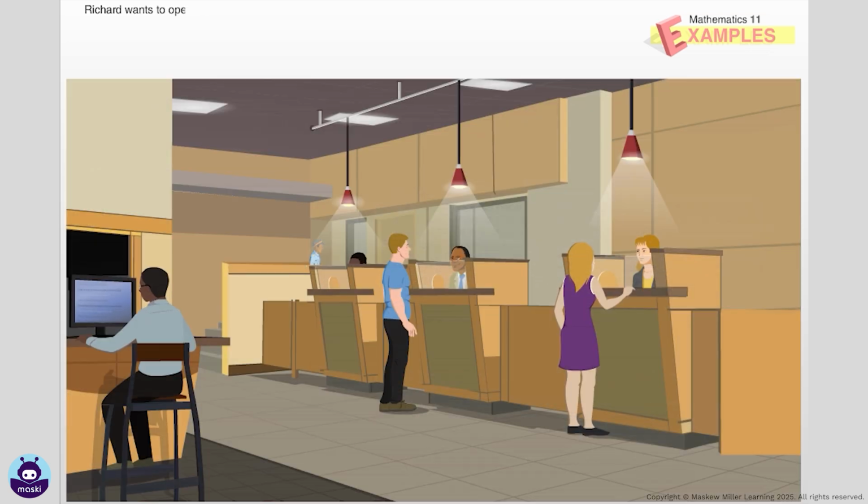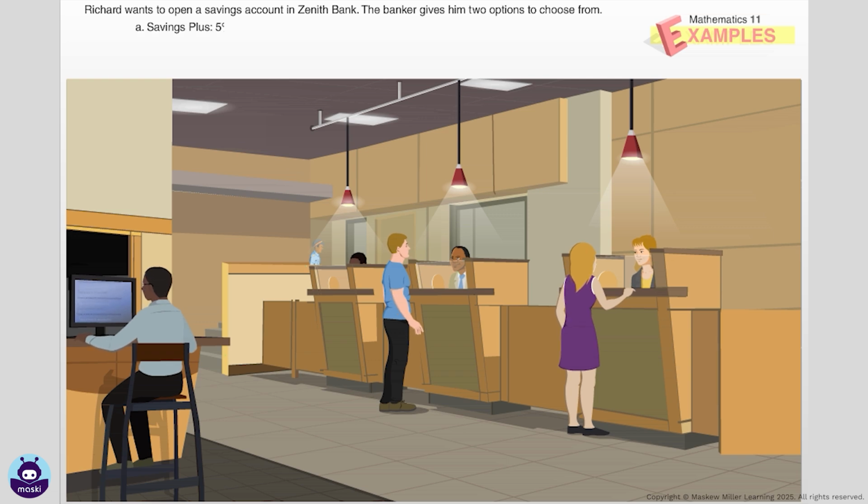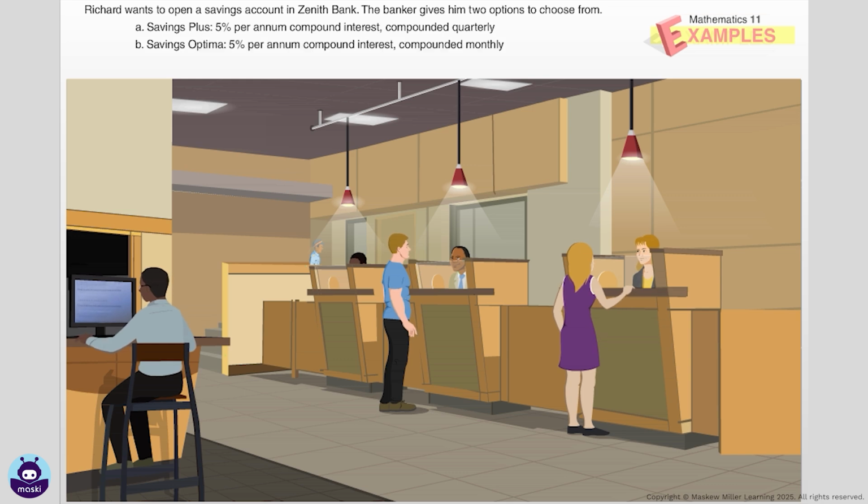example. Richard wants to open a savings account in Zenith Bank. The banker gives him 2 options to choose from. Savings Plus, 5% per annum compound interest, compounded quarterly. Savings Optima, 5% per annum compound interest, compounded monthly. What would be your advice to Richard?